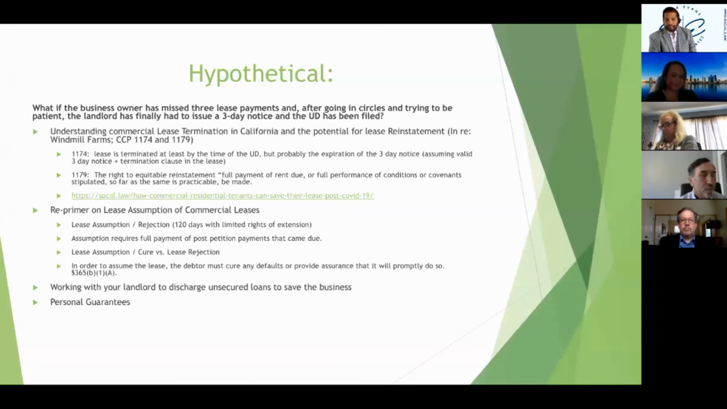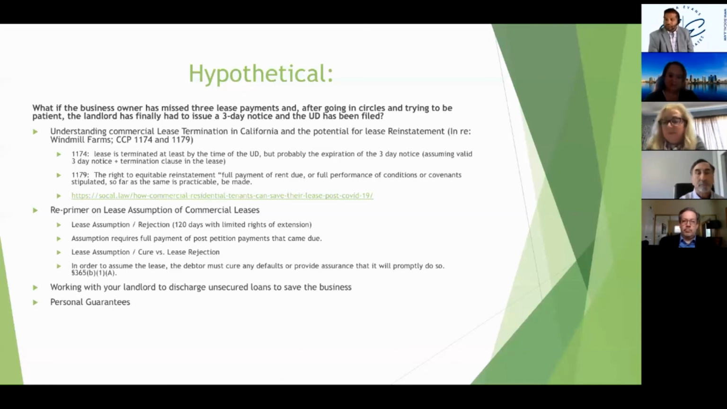Thank you. We've been talking about this from the debtor-tenant perspective. What if the debtor's a landlord? What are your thoughts on that? Diane, AJ, how do you perceive that? Go ahead, Diane, I'm sorry.